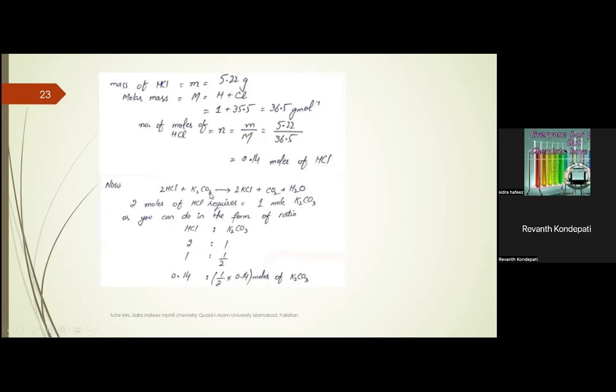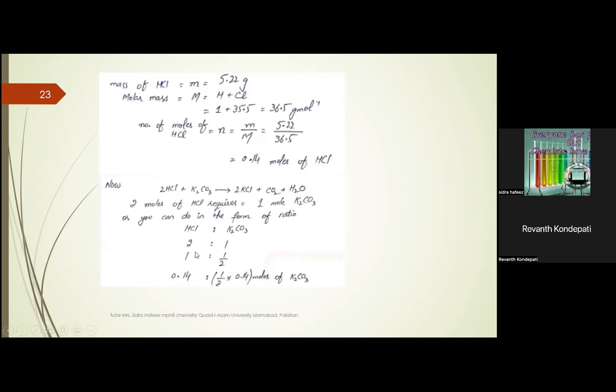Now 2HCl plus potassium carbonate changes into 2KCl plus CO2 plus H2O. 2 moles of HCl requires 1 mole of potassium carbonate. Here you can see a 2:1 ratio. Or you can do it in the form of a ratio, which is easier and more time saving: 2 moles of HCl requires only 1 mole of potassium carbonate.